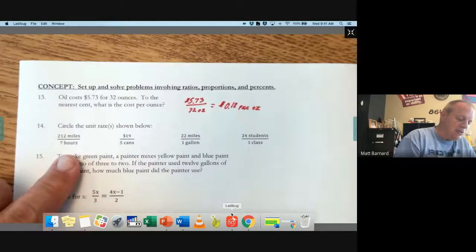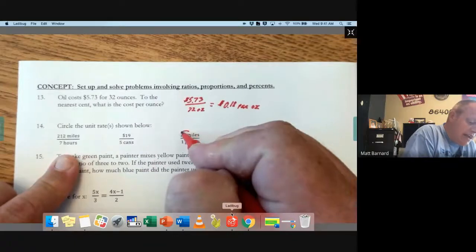Unit rates, which ones are unit rates? Where the denominator is 1, so we've got the last two.